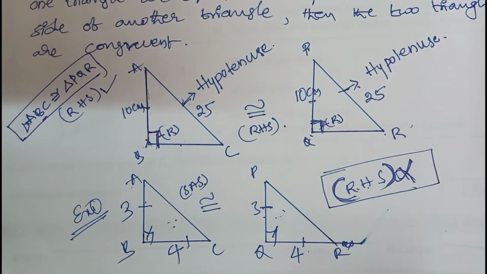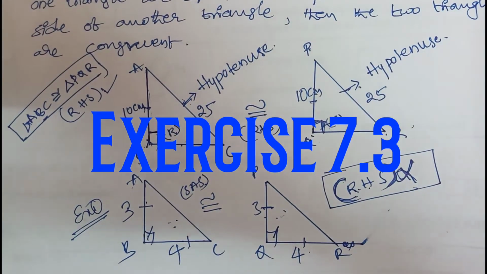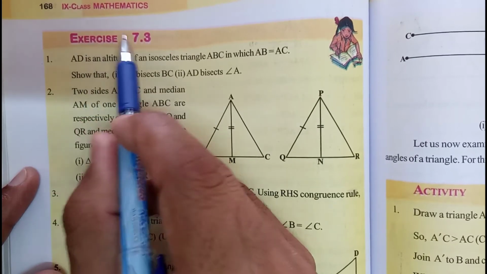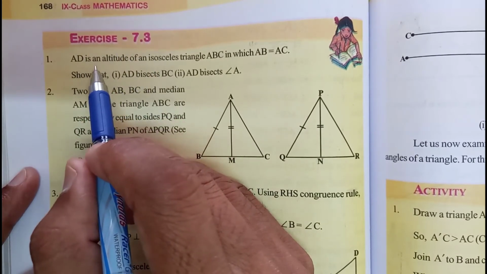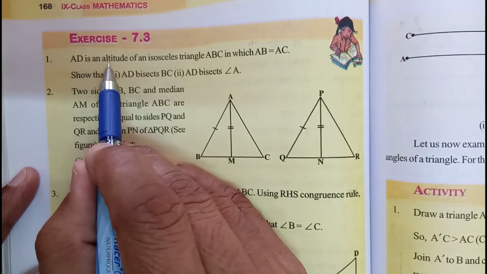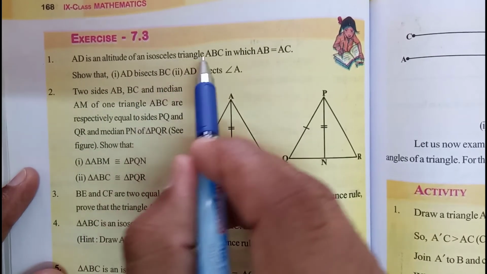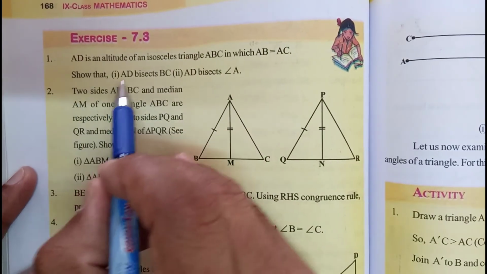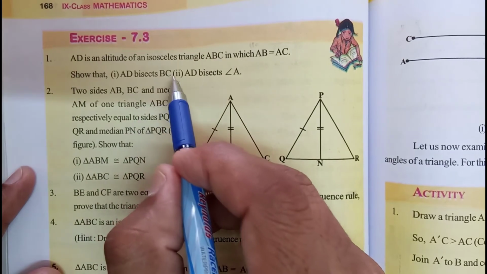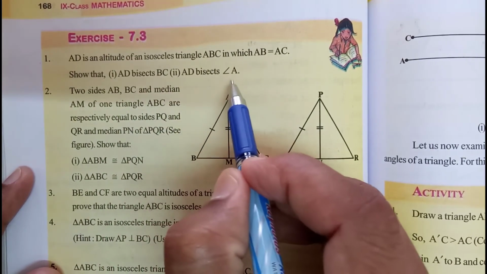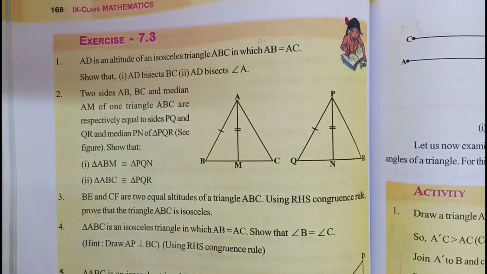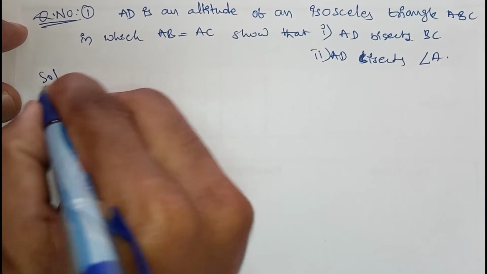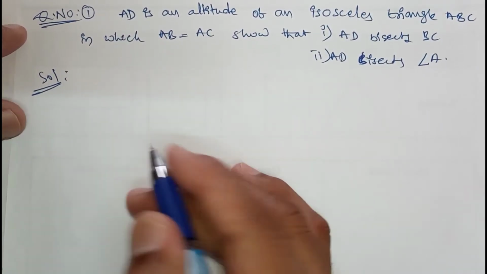Now we will solve exercise 7.3 from triangles, class 9. First question: AD is an altitude of an isosceles triangle ABC in which AB equal to AC. Show that first, AD bisects BC, and second, AD bisects angle A. Now we will see the solution for question number 1.